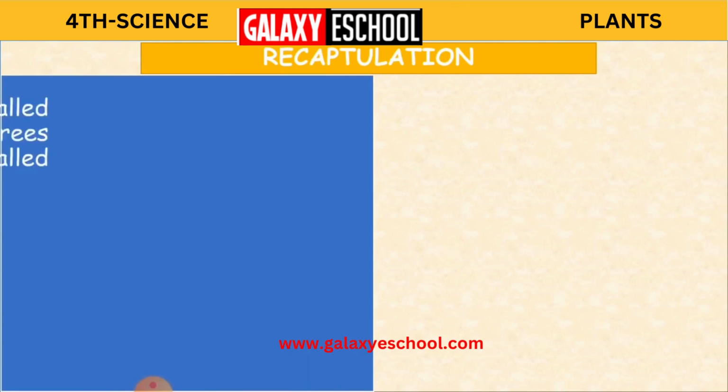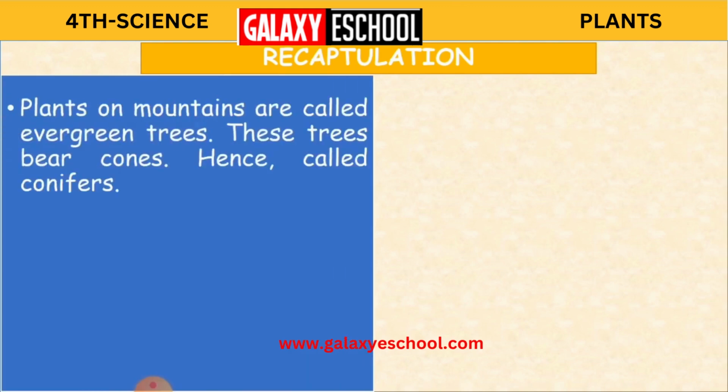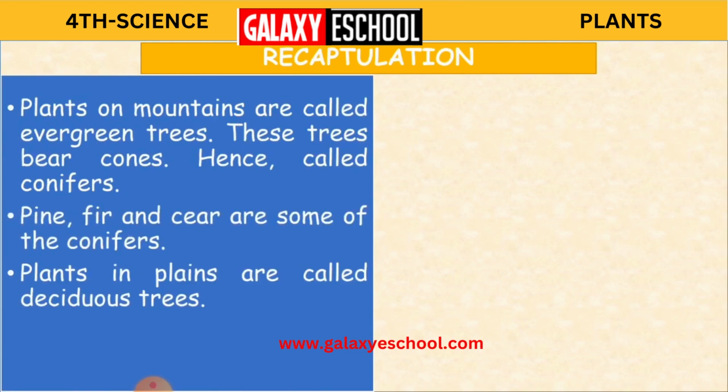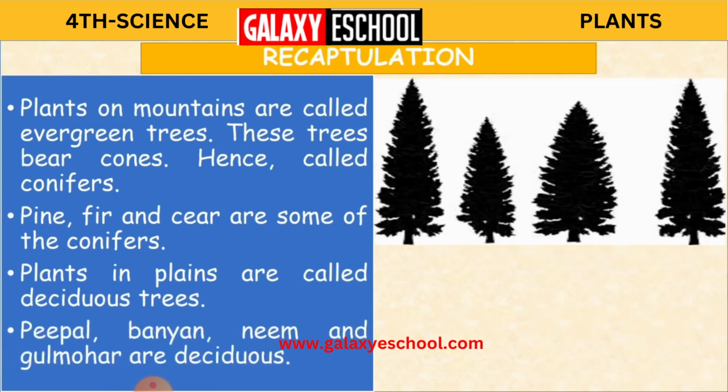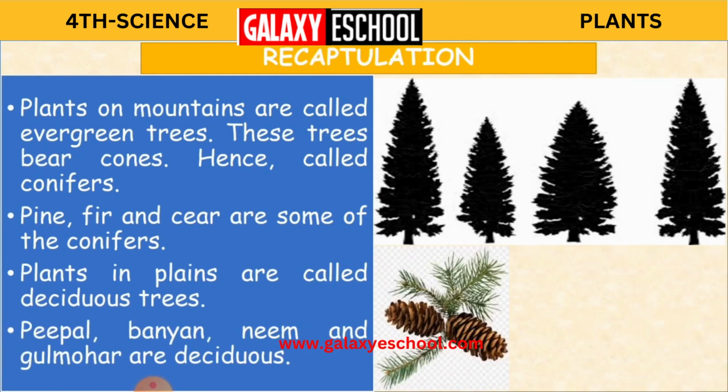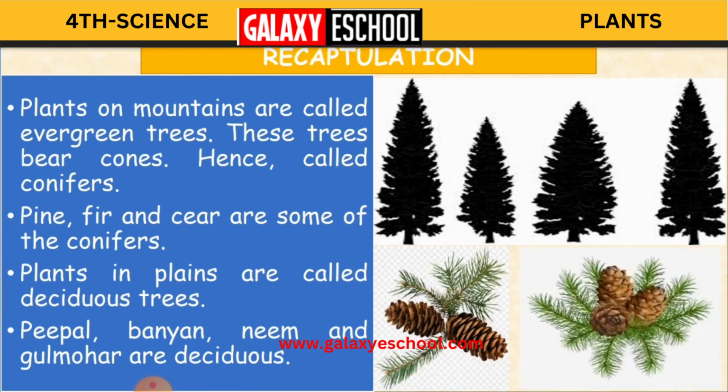And we'll just have a revision of whatever we have learned from the previous sessions. So what have we learned about plants? Plants on mountains are called evergreen trees, and these trees bear cones, hence called conifers. So what we learned is, plants on mountains are called what, children? Evergreen trees. Why? Because they remain green throughout the year. So that is why we call them evergreen trees, and such plants grow on the mountains.